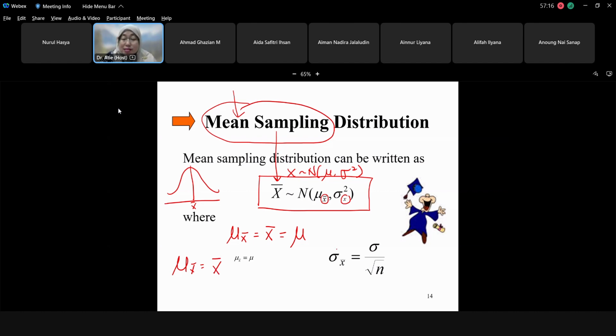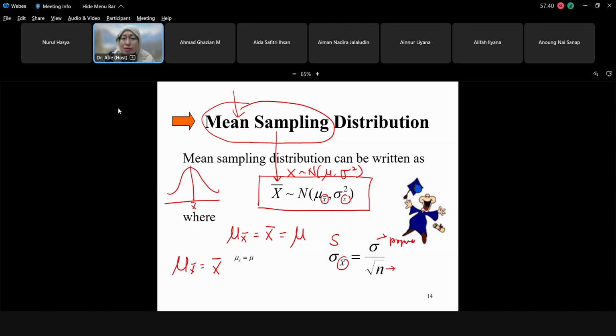And then the sigma, or S, I call it S, can be called S or sigma, for the standard deviation for the sample is equal to sigma from the population divided by the square root of the number of samples that we have taken from the population. Okay, so that's what it means.